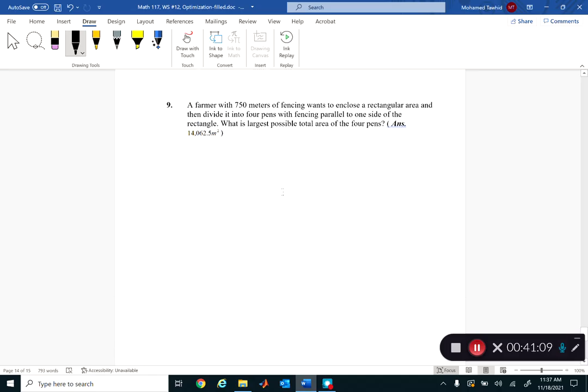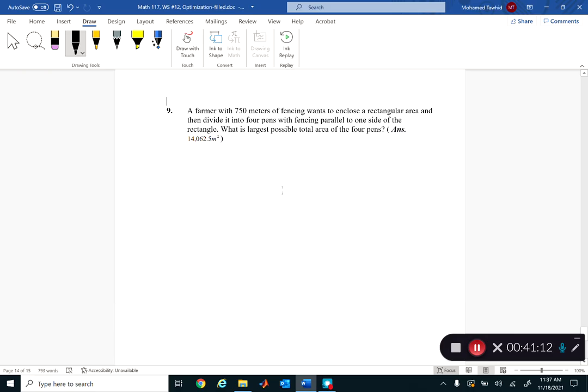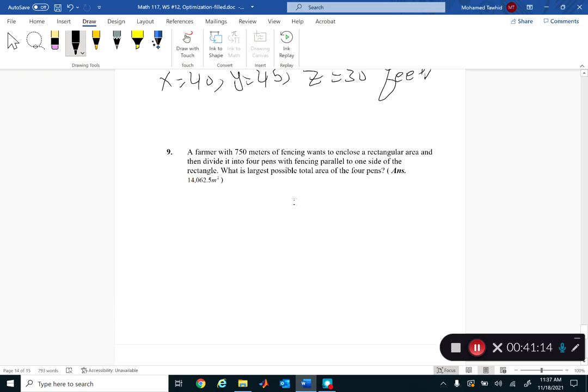So let me solve this one here, and for number 10 here, I could put the solution. You can check it yourself. So here I give you the graph also, maybe just 1, 2, 3, 4. Let us read the problem here. What is the largest? The largest means absolute or global total area. So they ask about the largest possible total area of the 4 bins. So you have 4 bins here. A farmer with 750 meters of fencing.